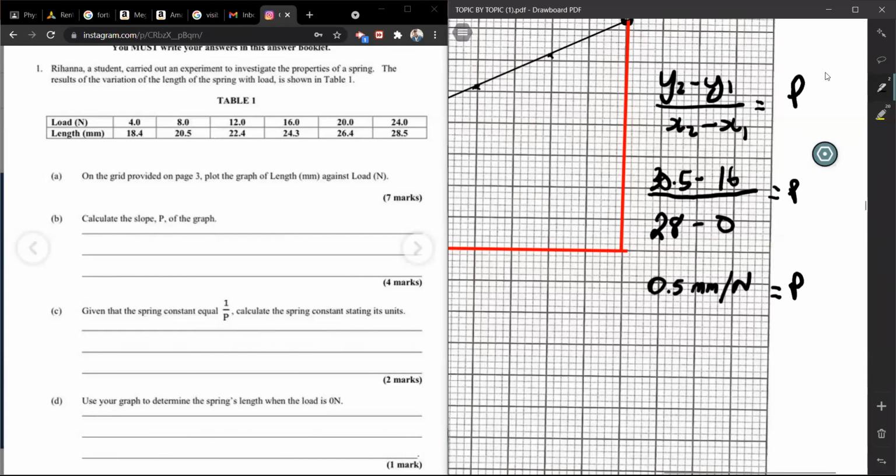Cool? Yes. All right, next one now: 1 over 0.5. Sir, 2. This one is 2 Newton per millimeter.